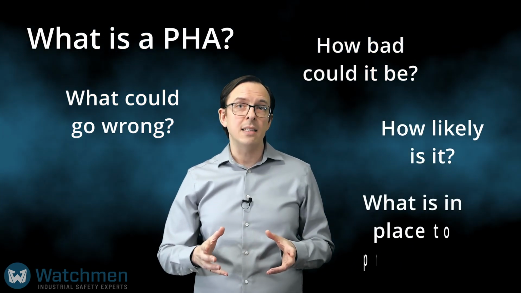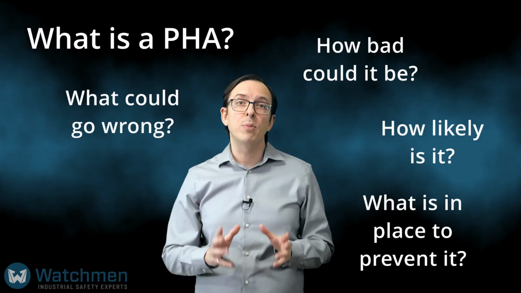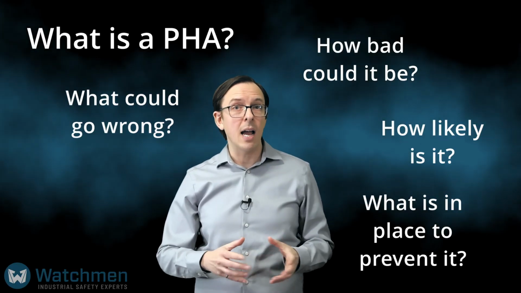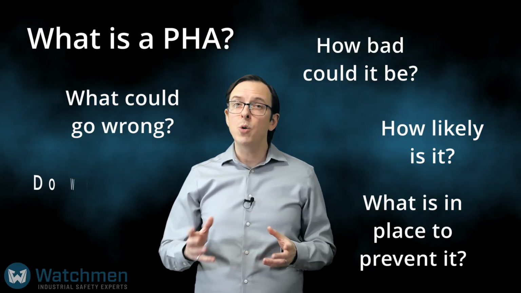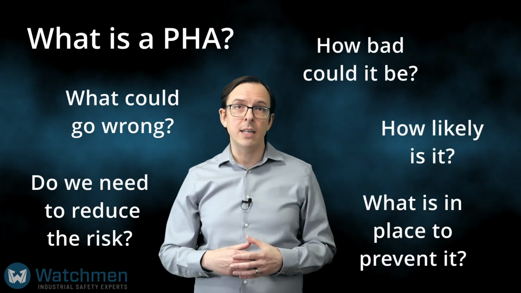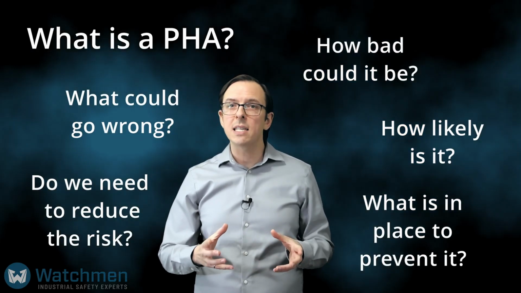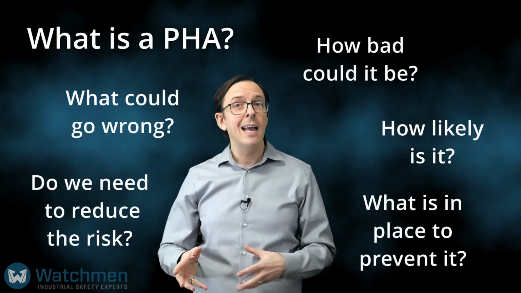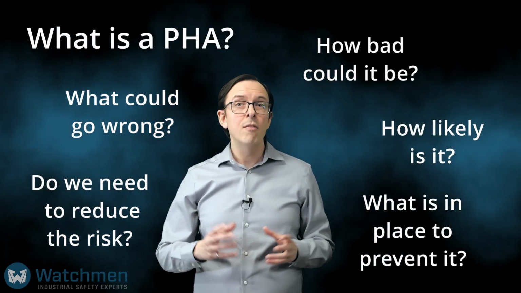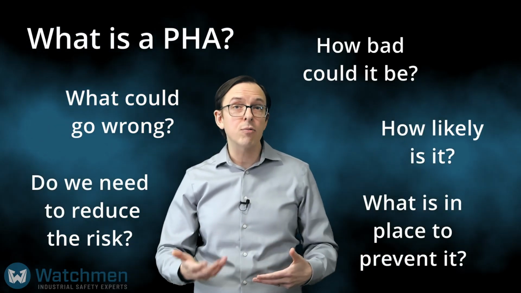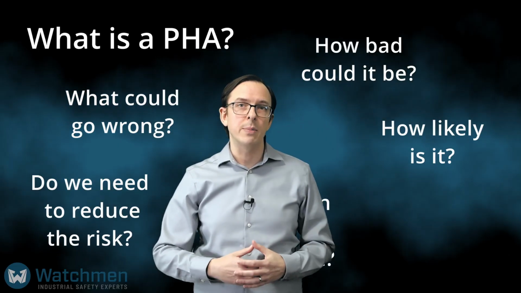What is in place to prevent it? What safeguards do we have in place to prevent this impact, and how reliable are they? Do we need to do anything else to reduce this risk? By using your company's risk assessment tool, we can estimate the risk of the scenario based on how likely it is and how bad it could be. From there, we can discuss whether anything else is required to reduce the risk to a tolerable level.